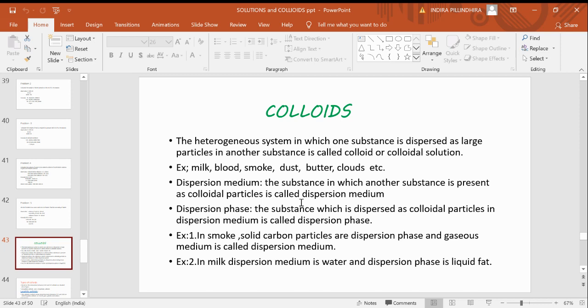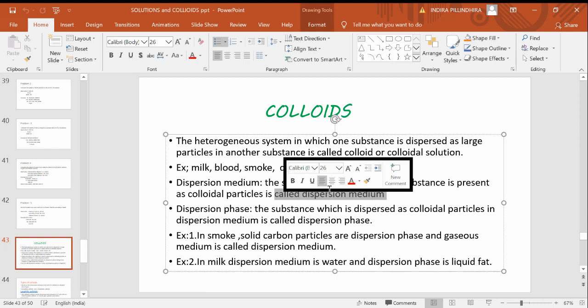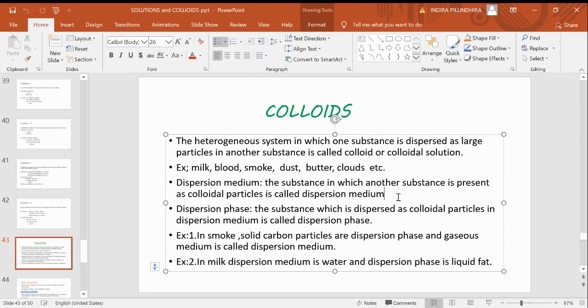Let us see what is DM. The substance in which another substance is present as colloidal particles is called the dispersion medium. So, in our example of smoke, the dispersion medium is the air. And the dispersion phase is the substance which is dispersed as colloidal particles in the dispersion medium. So, in our example of smoke, the carbon particles are the dispersion phase. Example 1: in smoke, carbon particles are the dispersion phase and the gaseous medium is the dispersion medium.